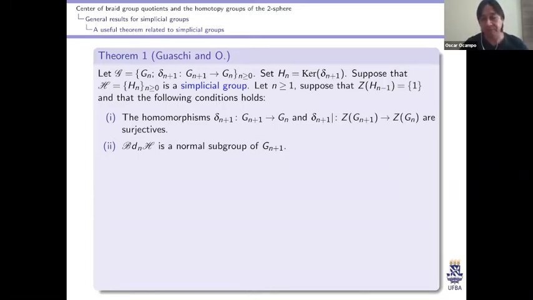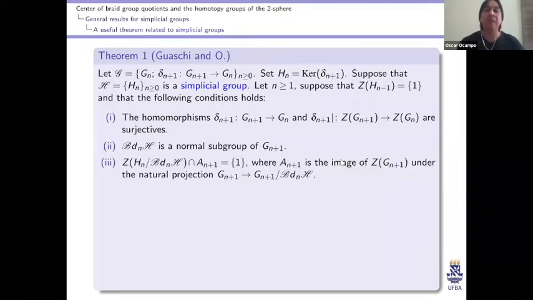So I would like to take some quotient. The natural quotient will be Gn plus one modulo the boundaries of the simplicial group H. Another condition is that the center of this quotient, intersecting the projection of the center of Gn plus one under the natural projection, the canonical one, needs to be trivial. So I would like to not have non-trivial elements in both groups.